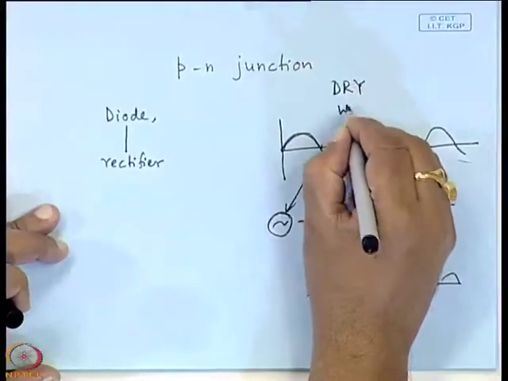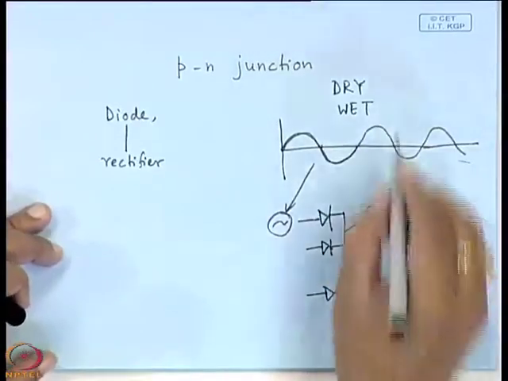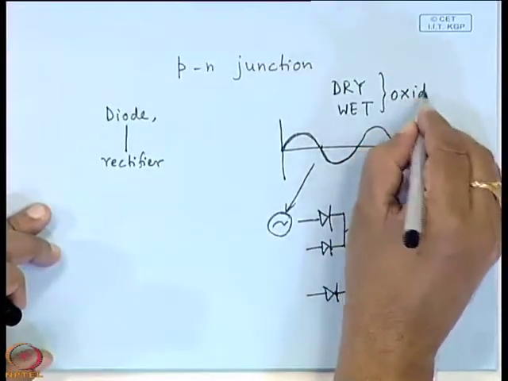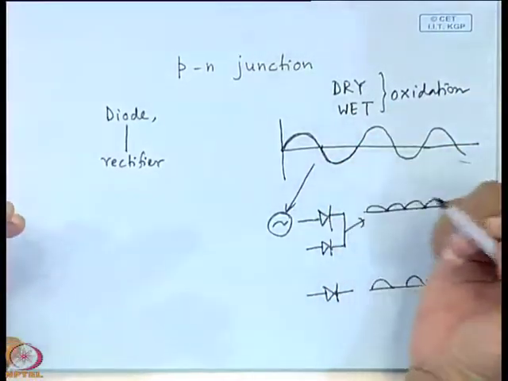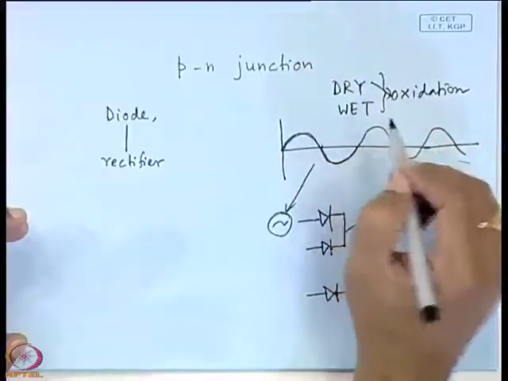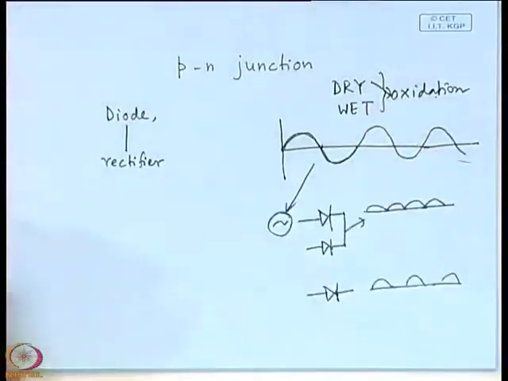Then you have to pass either dry oxygen or vapor plus oxygen, because there can be two types of oxidation. One is the dry oxidation, another is the wet oxidation. Dry oxidation means when you use dry oxygen gas, and when you use water vapor, or water vapor with some dry oxygen, then the oxidation will be a wet oxidation. Now, what is the difference between these two?